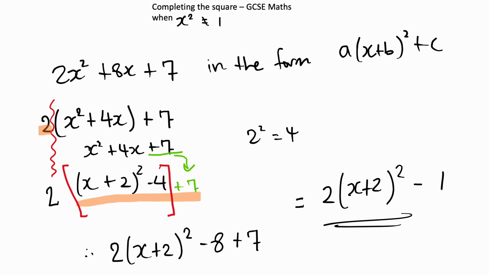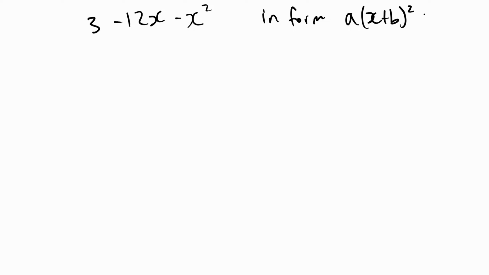Let's take a look at one more example. We might have 3 minus 12x minus x squared. Actually, this is an example of the coefficient being not 1, sorry, because here you can clearly see it's just 1x. But it is a good example of a different style of question. We're supposed to rewrite this in the form a(x plus b) squared plus c. And that's how you know you need to use the complete the square method.